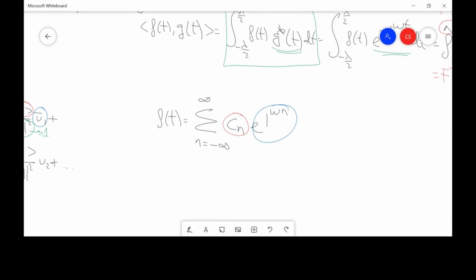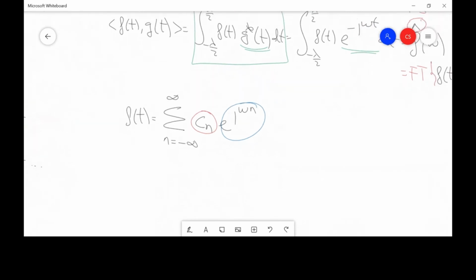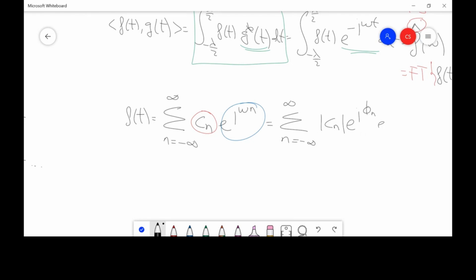Okay, then let us expand this a bit. Let's say that Cn is a complex number. In general, it will be something like this. So it will have a phase and an amplitude, and then we have this. Okay, then we will have C0. Now we have it as we have wanted before.